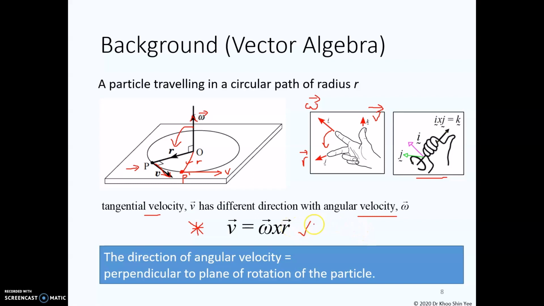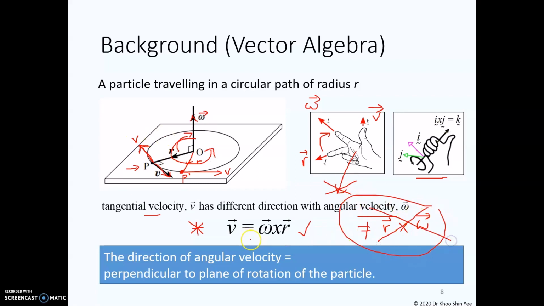You need to be careful, this velocity vector is not equal to r cross omega. This is because when you take r cross omega, you will obtain the velocity in the opposite direction. So this is wrong. If you take r cross omega to find the velocity, you will obtain the direction for velocity over here. It doesn't make sense because when the angular velocity rotates in this direction, your velocity is in this direction. So don't use this formula to compute the velocity. You have to use this.